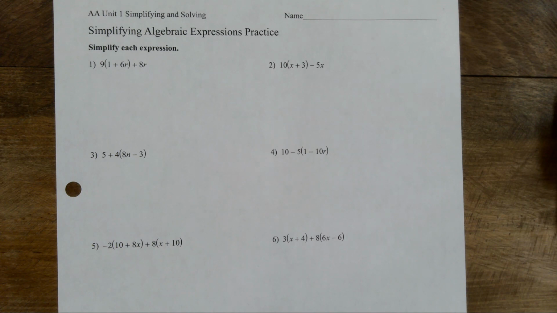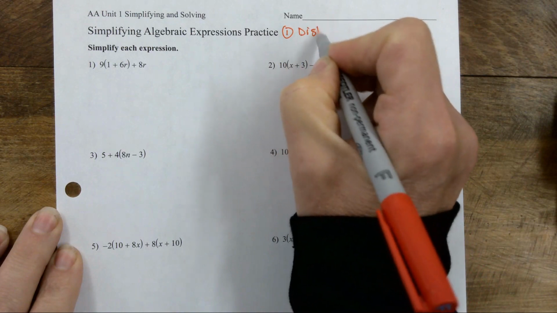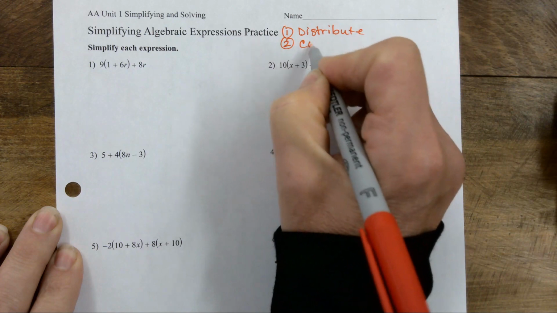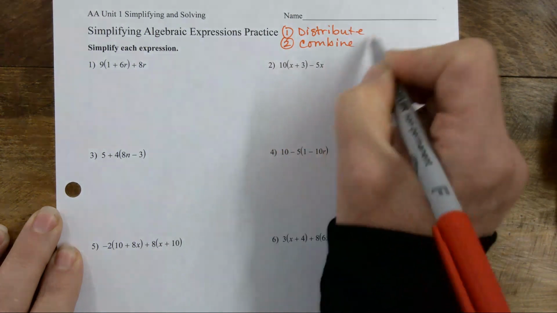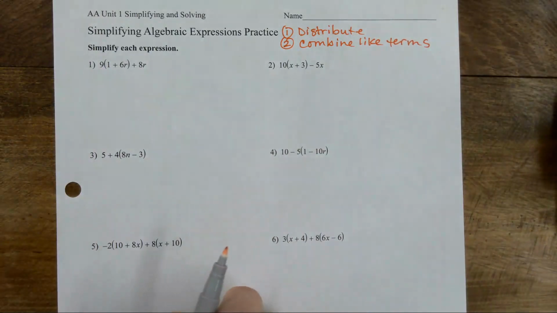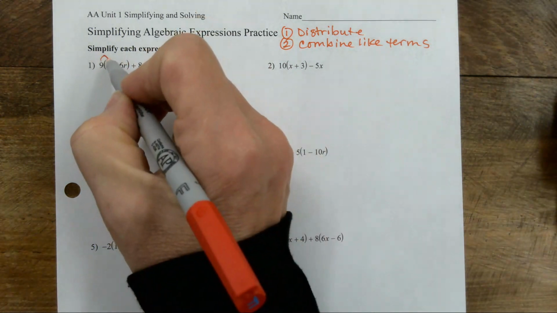Distributing and combining like terms. The thing that you need to remember is number one, distribute. Number two, then combine like terms. So this is practice with what we've been working on. Again, we'll run through the odds together. You are responsible for the evens. If as we work, you can work through the evens, more power to you, okay? But the odds, remember, distribute first.